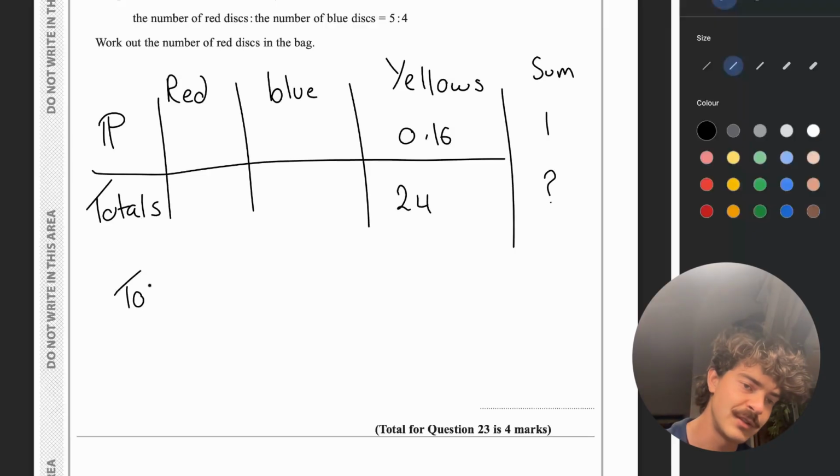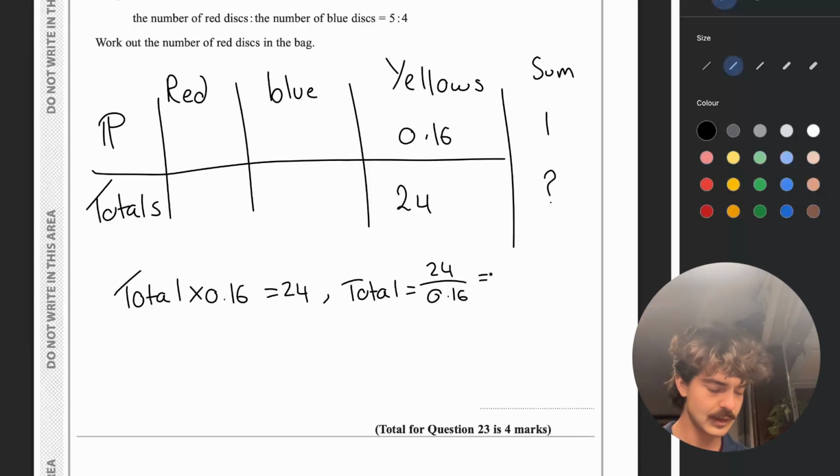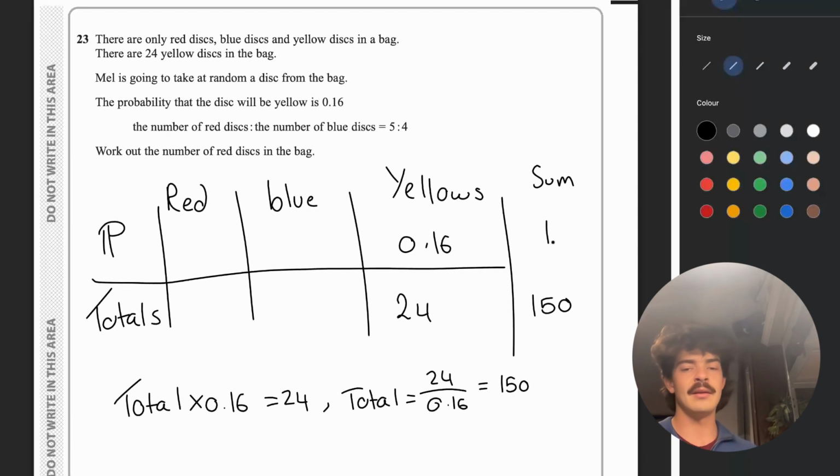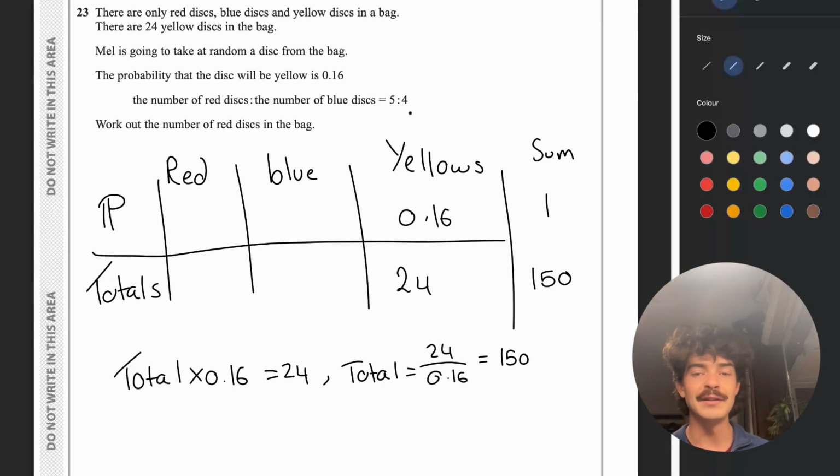We have some mystery total, the grand total. And if we multiply it by 0.16, well, we end up with 24. Well, that means that our total is equal to 24 divided by 0.16. And that, if we plug that into our calculator, gives us 150. Nice. So that means over here we've got 150 in total. We're then told that the number of red discs to the number of blue discs is split 5:4. But how many blue and red discs are there in total? Well, there's going to be 150 minus 24. In other words, 126.